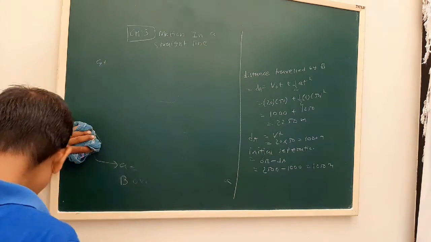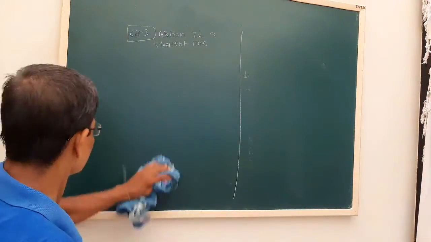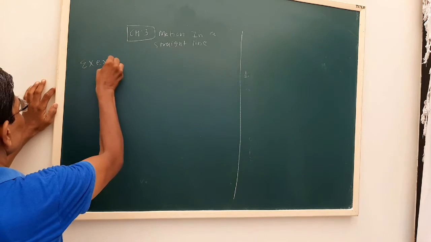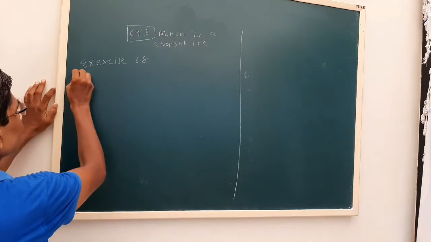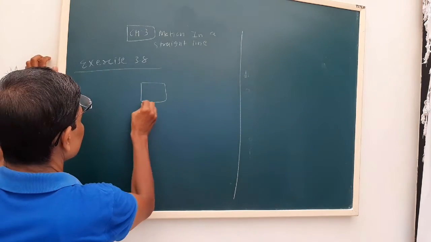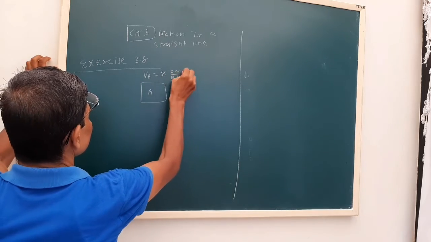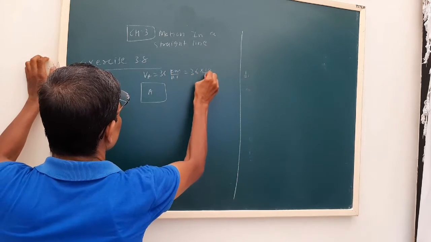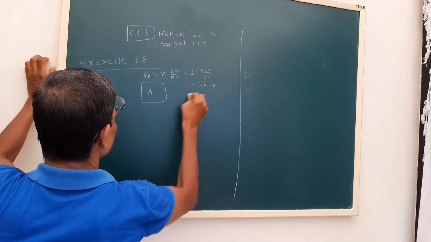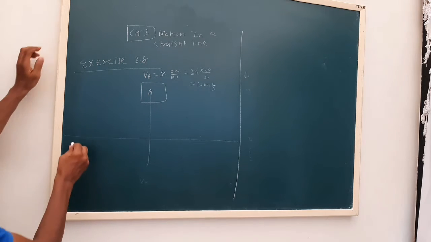Now next is exercise sum number 3.8. Now see, cars A and B. Car A moves with 36 km per hour. Now the question says B and C move in the opposite direction.